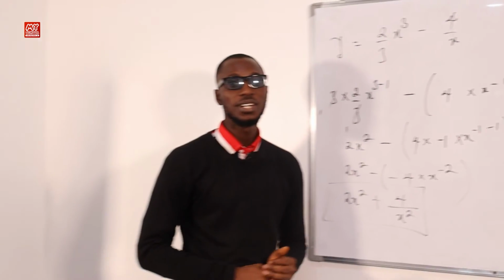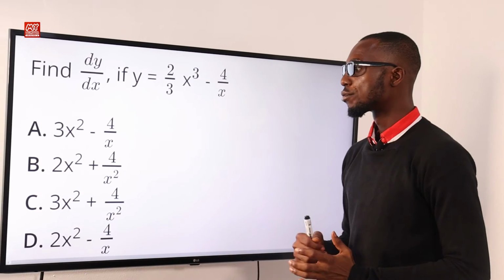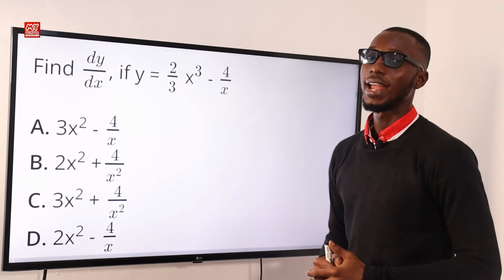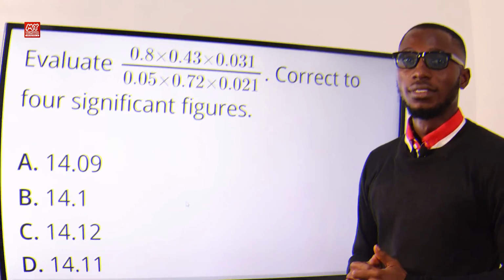Join me as we go back to the screen and select the correct option. So we have 2x squared plus 4 over x raised to power 2. Option B is the correct option.